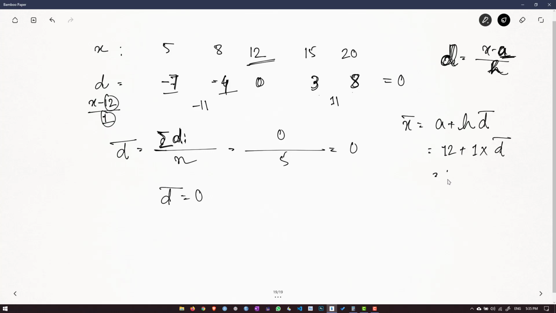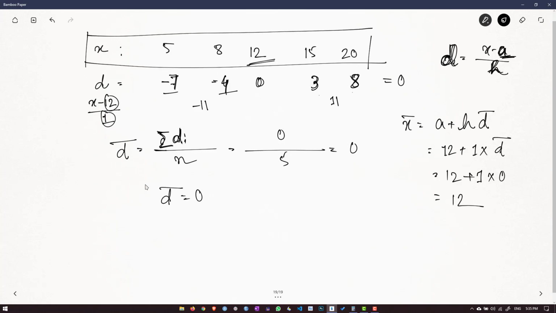Now our calculations are much easier. 12 plus 1 into 0, that means the average is 12, right? So this is just an idea of how you can reduce the volume of your data. That means you can reduce the complexity of your calculations using this approach, which can be called a shortcut method. Now this was for ungrouped data.